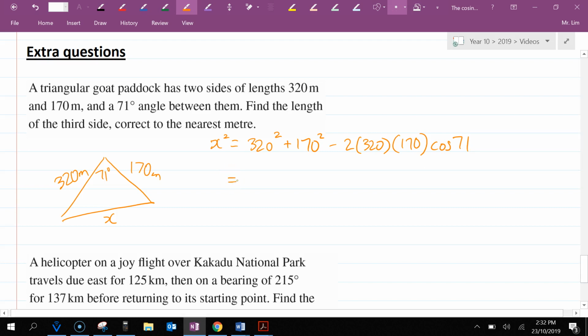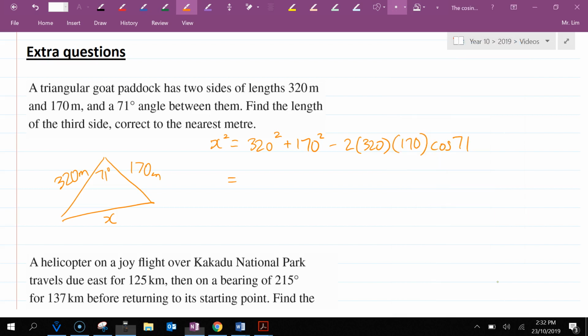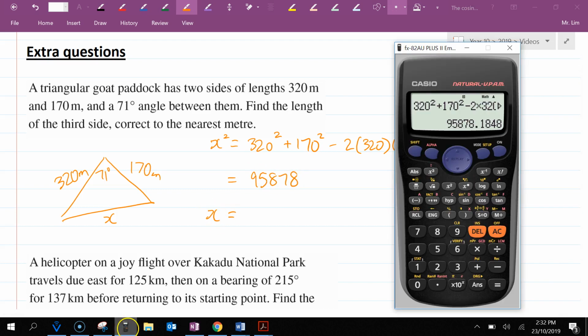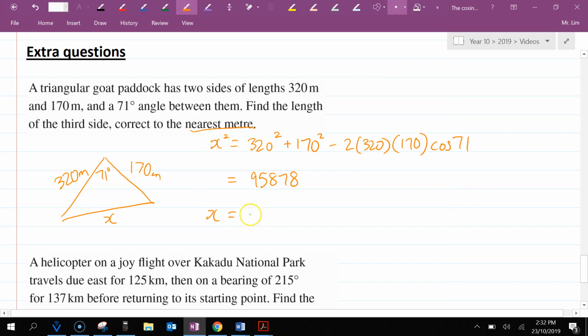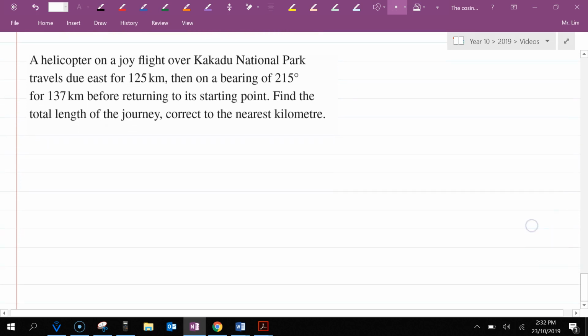When we put that in our calculator, what do we get? 95,878. And so x is equal to the square root of that, 309.6, but to the nearest meter, 310 meters. Last question for this video. I'll get you to pause the video, have a go yourselves, and when you're ready to check your answers, continue playing the video.